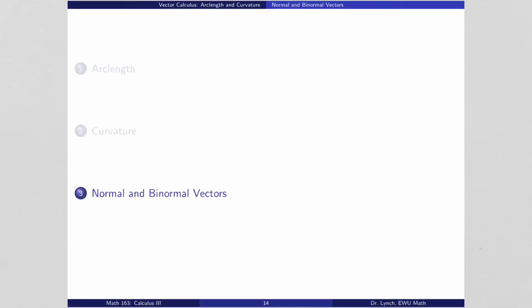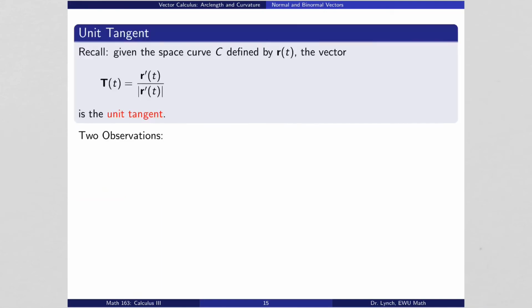Okay, we'll end our discussion today with a discussion of the normal and binormal vectors. So again, a quick reminder that the unit tangent capital T of t is given by vector r prime divided by the magnitude of vector r prime. So again, here the interpretation is that if we're thinking about a space curve C and we're traveling along that curve, the unit tangent is a unit vector that tells us the direction we're traveling at a moment of time. Now, here's the first observation.